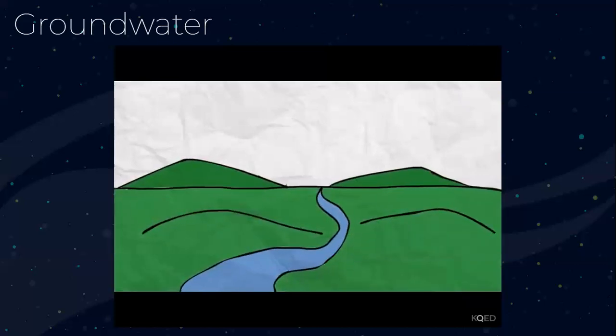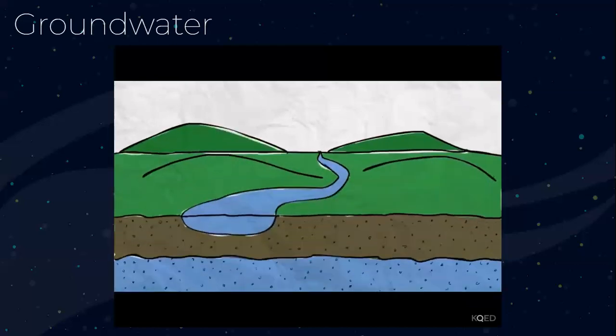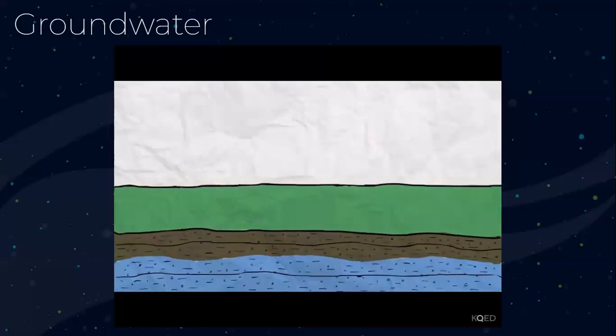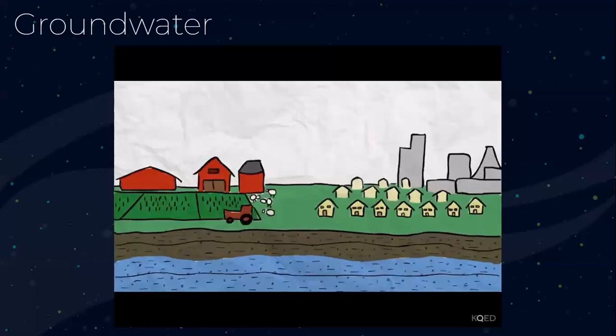Surface water can also become groundwater. If a body of surface water flows above the water table, water can seep down through the sediment and help fill the aquifer. Of course, there's another way that groundwater can leave the ground: us.